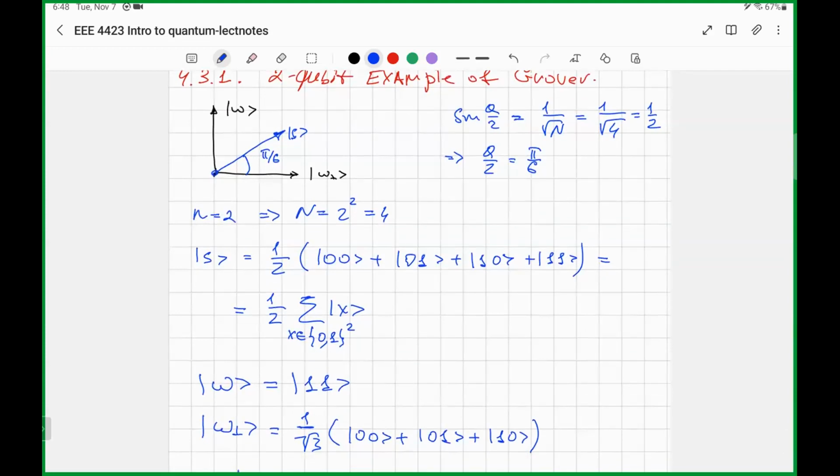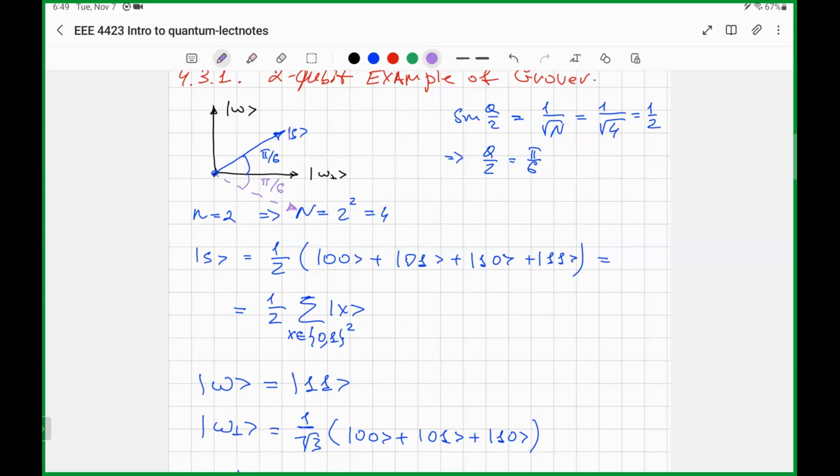Why so? Well, it's very easy to see from this graphical representation. So what I do, again, I take this state vector s, the superposition vector s, and then reflect over the vector omega orthogonal. And this angle will also be pi over 6, okay? And then pi over 6 plus pi over 6, which is 2 pi over 6, which is pi over 3, right?